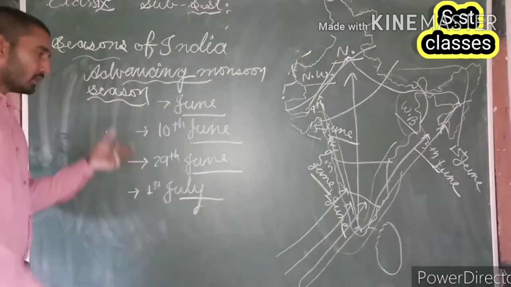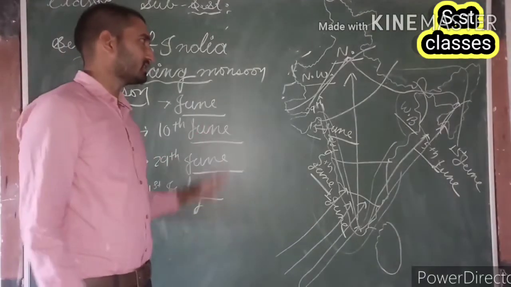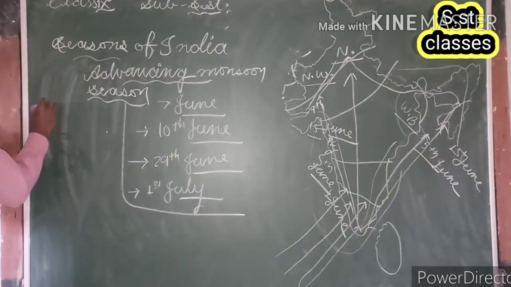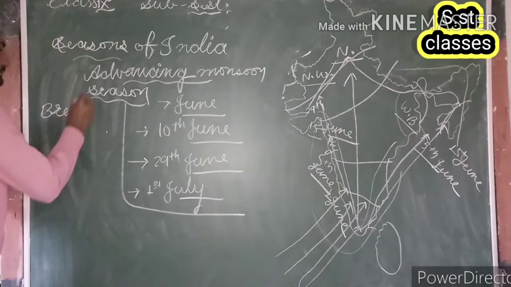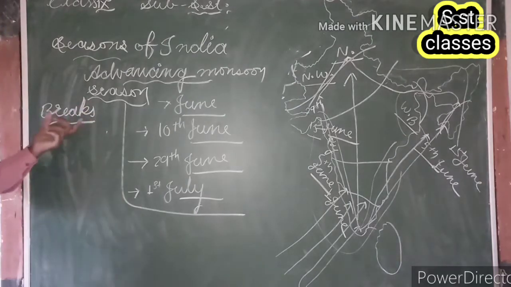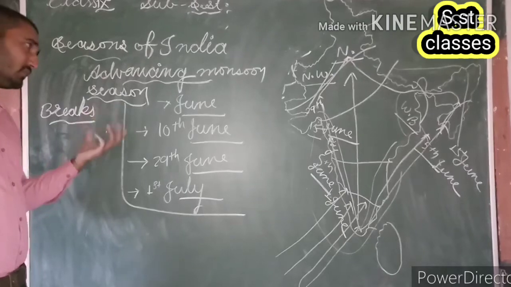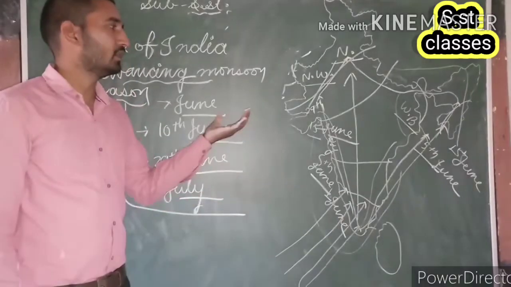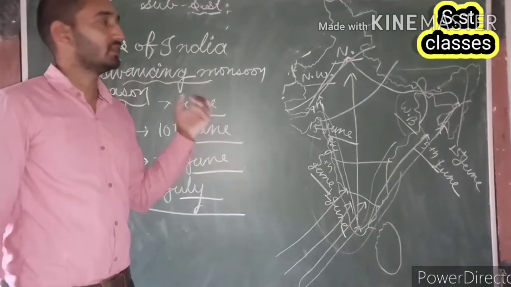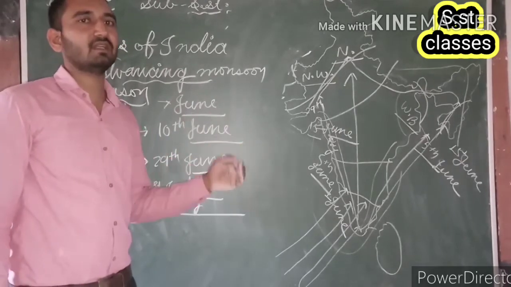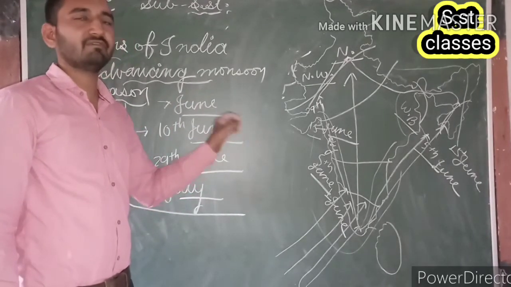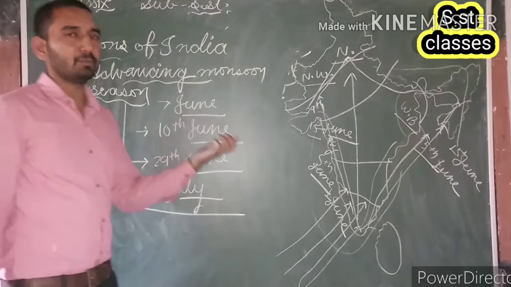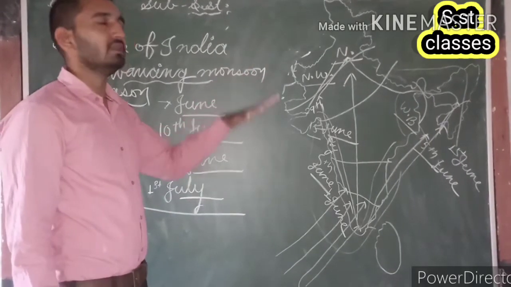Is that clear, guys? Along with all these kinds of things related with advancing monsoon season, we have some other features also, which are called breaks in monsoon. So what do we actually mean by breaks in monsoon? Guys, when the advancing process of monsoon takes place in India, all the regions do not receive continuous rainfall. Means we can say that after having rainfall for 4 or 5 days, there will be a break, and this kind of break takes place because the trough of low pressure will continuously move north and southwards.